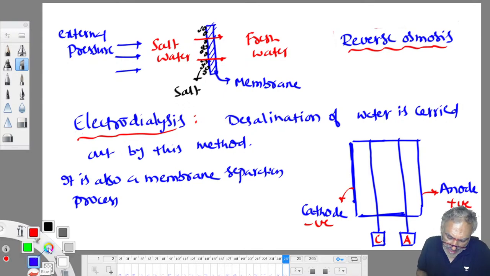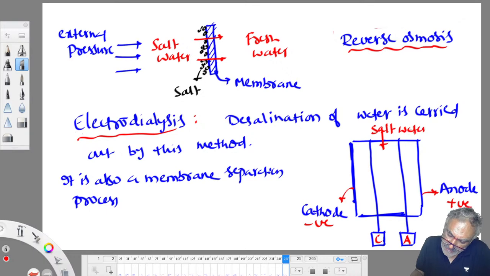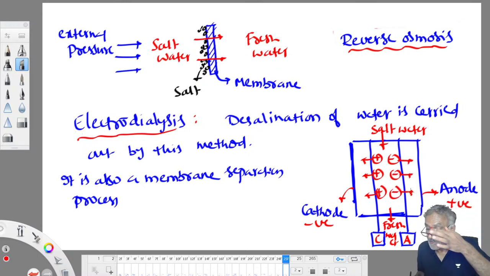So what are these ions doing? When you pass salt water through this, it becomes fresh water by the time it reaches here. The positively charged cations pass through this membrane, attracted to the negatively charged cathode. Negatively charged anions are attracted to the positively charged anode. That is how separation happens. Here separation happens due to electric forces, so ions are separated.